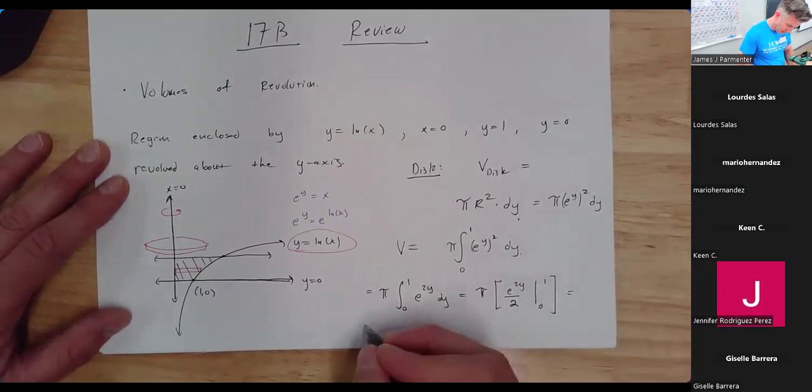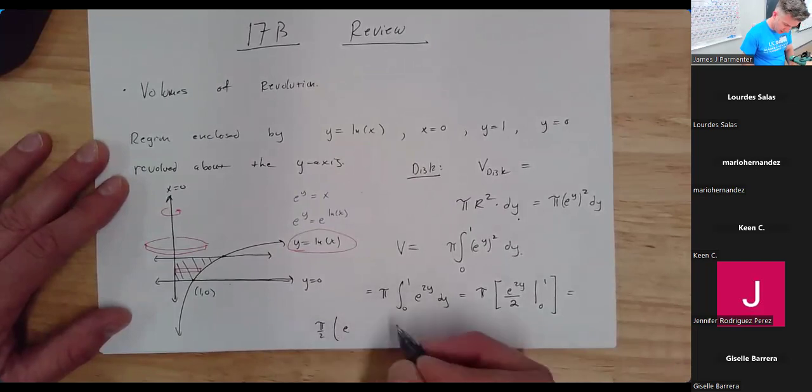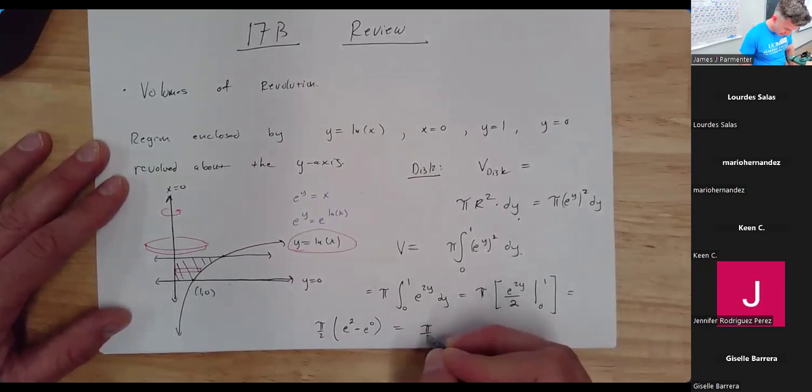We plug in. I would probably write this as pi over 2 times e to the 1 times 2 minus e to the 0 times 2. And for full simplification, I'd write it as pi over 2 times e squared minus 1.